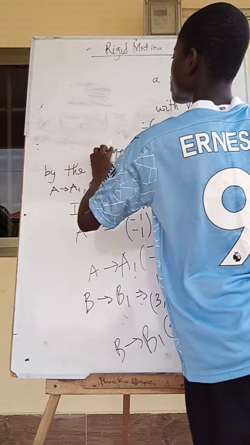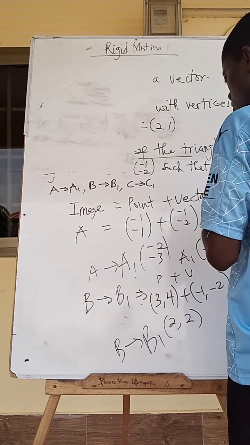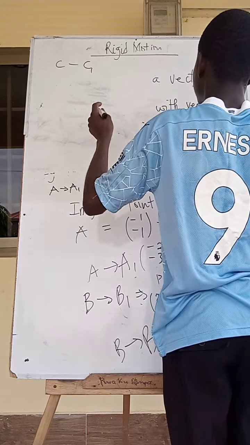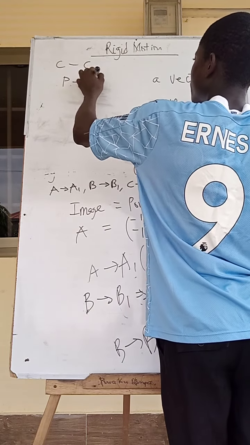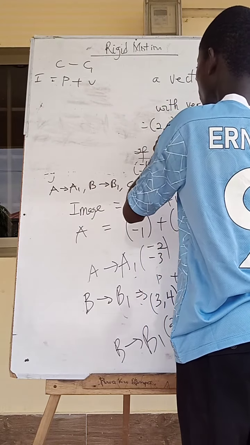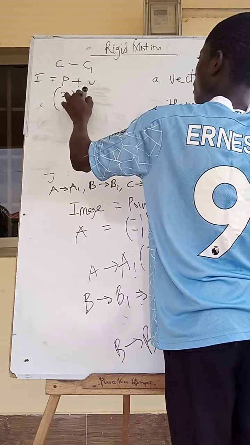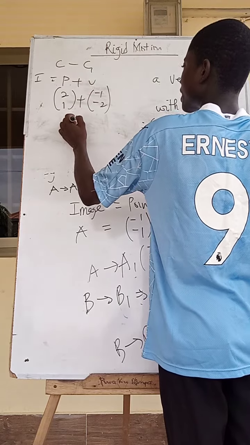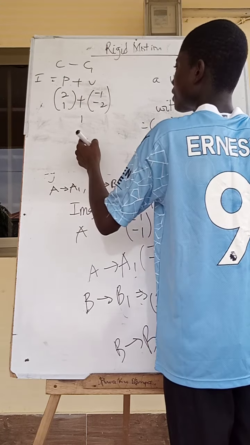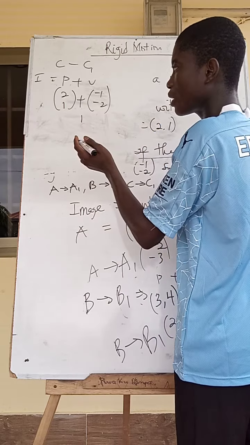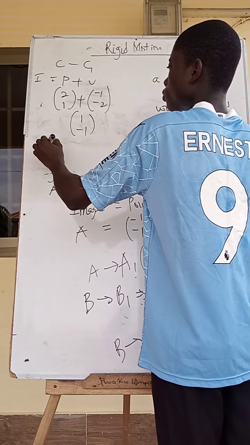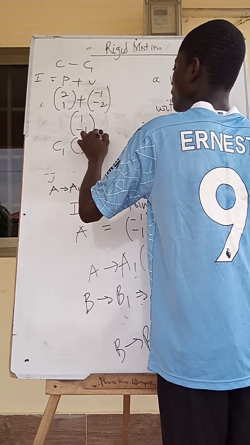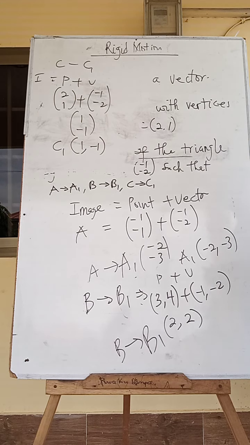All right, let's find the other coordinates. Let's find the other coordinate, which is C. So you know we are finding C maps to what? C1. So it's the point plus vector. Our image is still the same. So the point C is 2, 1, and the vector is -1, -2. If I'm correct, yes. So 2 plus -1 is like 2 minus 1, and it's 1. 1 plus -2 is like 1 minus 2 is -1. So the image of C, that is C1, is 1, -1.